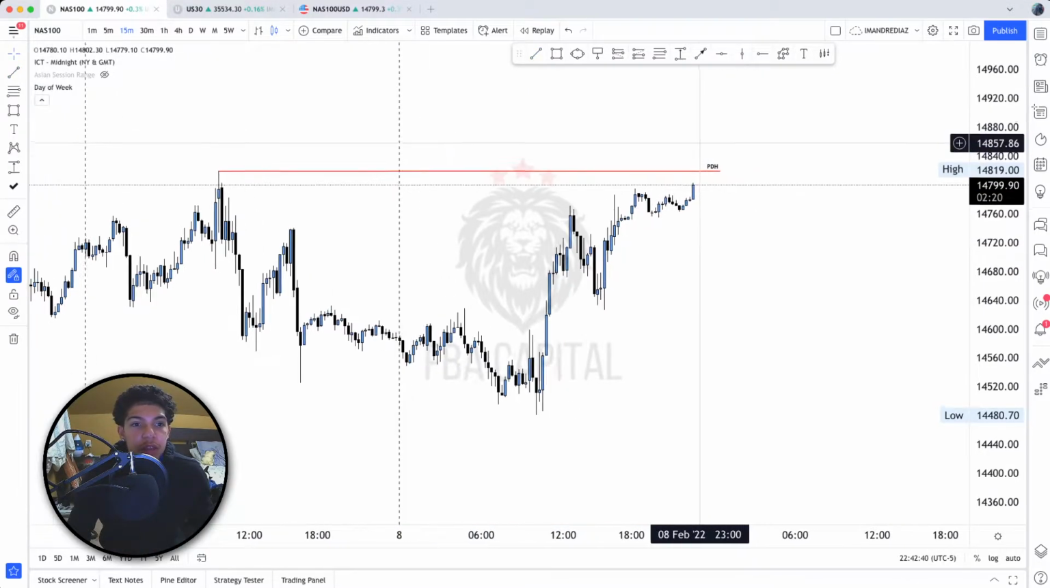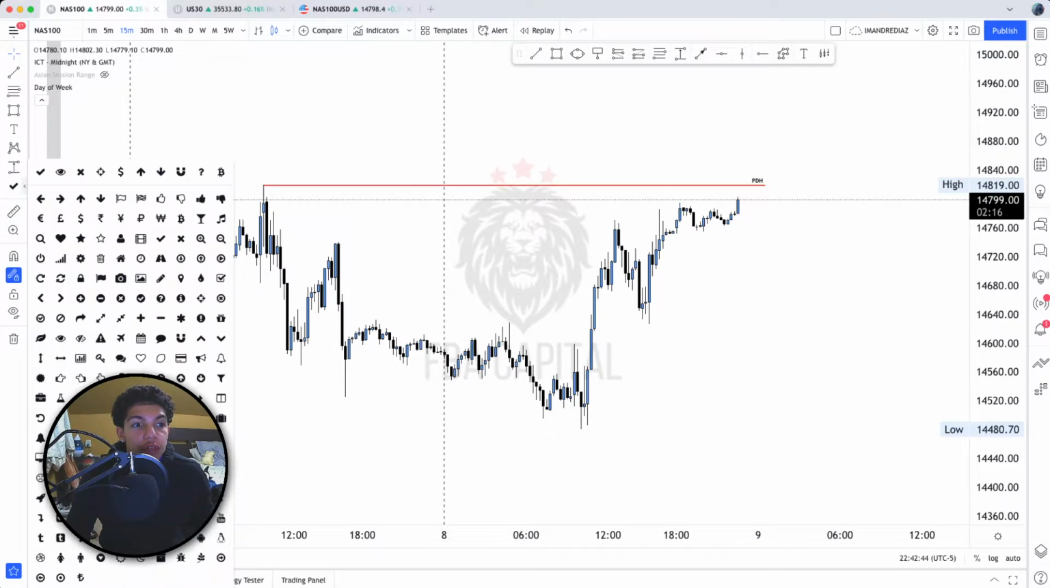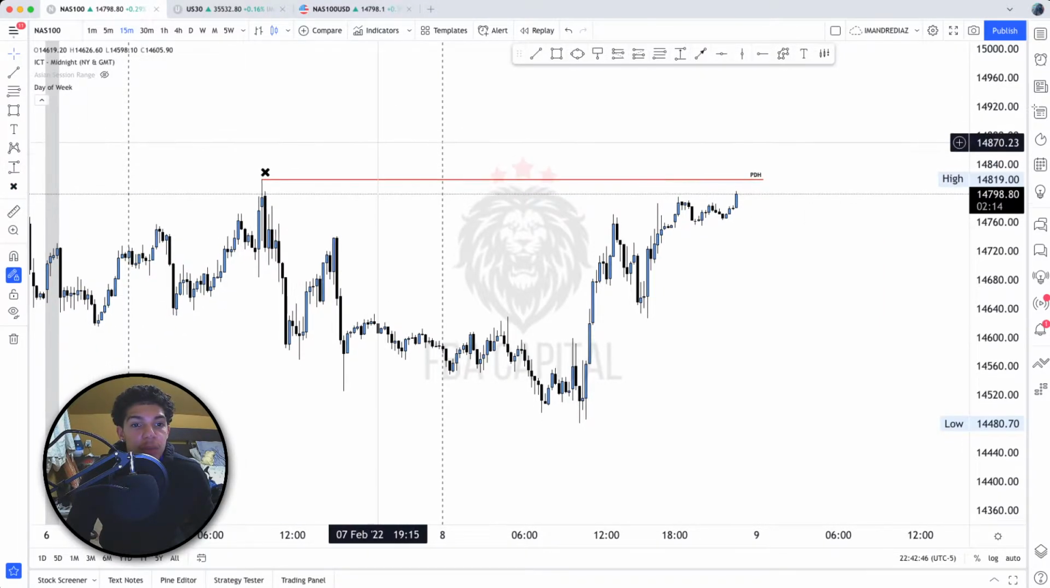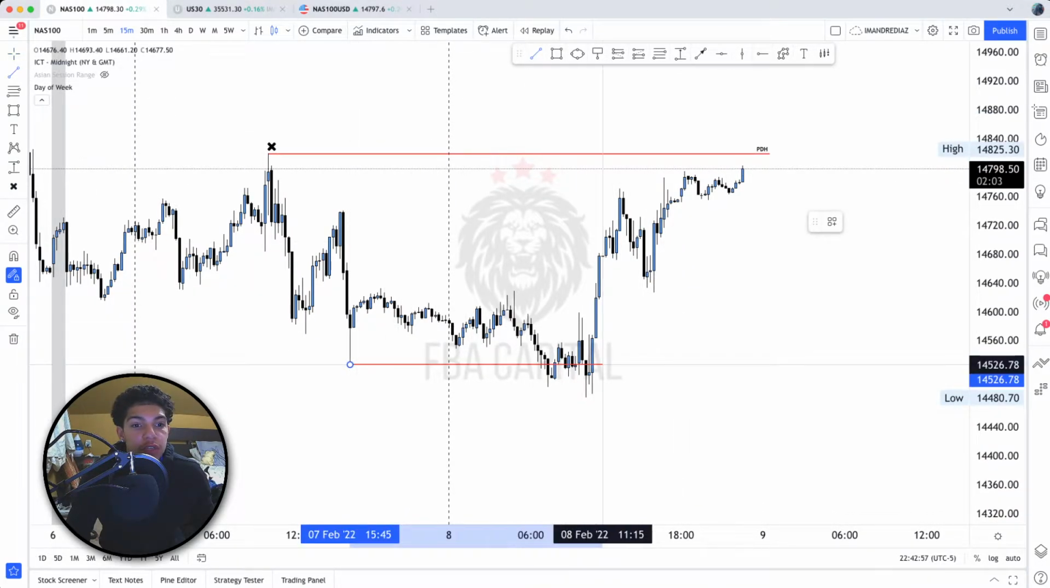But like I was saying, right now, price is currently making its way all the way up to this previous day's high that currently hasn't been reached yet, but this was a target that I was looking at for price to potentially tap into. And right now it's actually coming into this 14,800 area. But before that, let's get the previous day's low. We're going to mark out the previous day's low, which is down here.